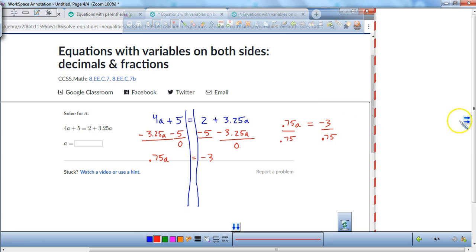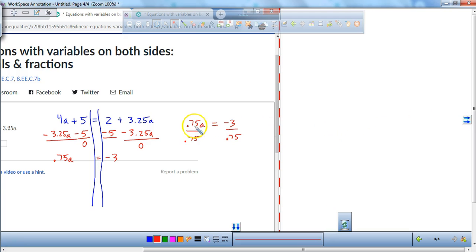So when we can't use calculators, this is where fractions are awesome. If you know that 0.75 is 3/4, then you could say 3/4 of a equals negative 3 over 1. That's what negative 3 is. And then we do what's called the multiplicative inverse. This is what's awesome about fractions. What is the multiplicative inverse of 3 over 4? It's 4 over 3. And now I have this is also 4 over 3. And this 4 cancels this 4 out. And this 3 cancels this 3 out. So we're just left with a.